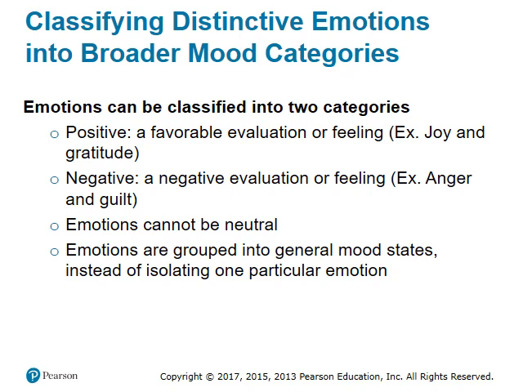Emotions can be classified into 2 categories, either positive or negative. A favorable evaluation or feeling is positive, and examples of these are joy and gratitude. The negative category includes the negative evaluation or feeling, and examples of these are anger and guilt. It's important to note emotions cannot be neutral. Emotions are grouped into general mood states instead of isolating one particular emotion.